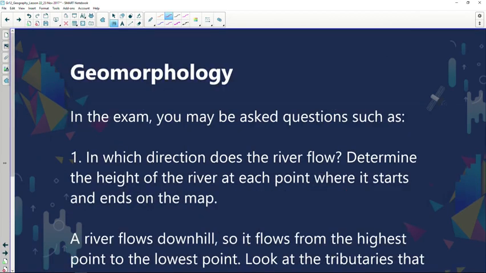So we just looked at the characteristics to look for on a map regarding climate. After the break, we're quickly going to go and focus on geomorphology and look at some characteristics that we can see on a map that you've learned in your theory section of geomorphology.